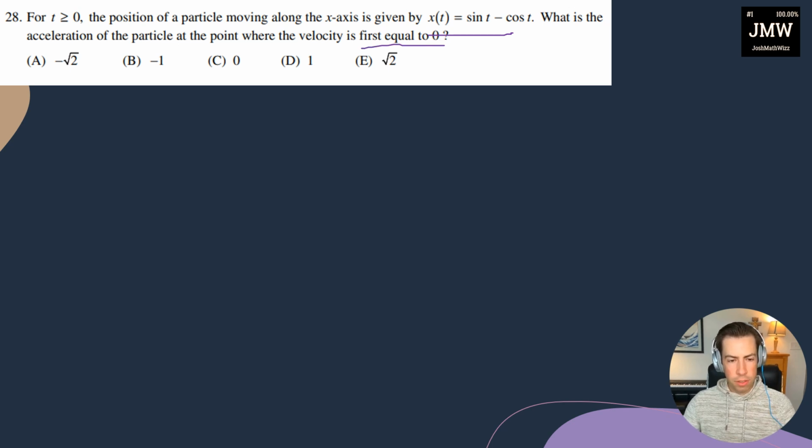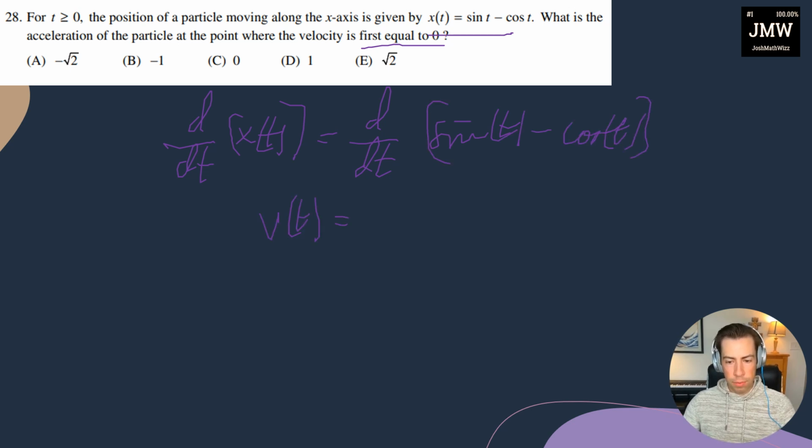So if we take the derivative of our position function, that is going to be equal to our velocity function. So let me go ahead and derive both sides with respect to t. Whenever I do that, I will get the velocity at time t is equal to cosine t plus sine t. Now we want to figure out where the velocity is first equal to 0, so we can get that point that we can plug into the acceleration. So I will set my velocity equal to 0, and then I will have to solve for t.